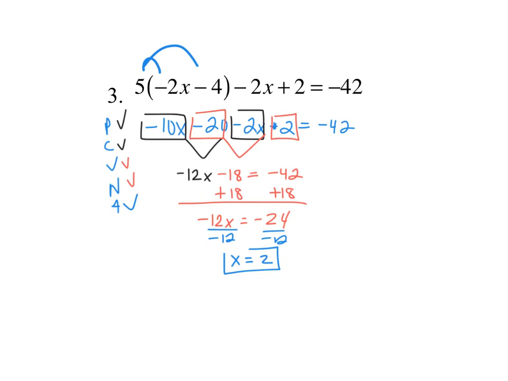The only way to get rid of my 18 is to add. So I'm going to add 18 to both sides, and my 18s cancel. Negative 42 plus 18 is negative 24. The only way to get rid of my negative 12 is to divide. So divide both sides by negative 12, and you get x equals 2.